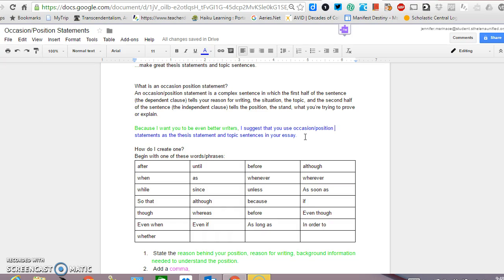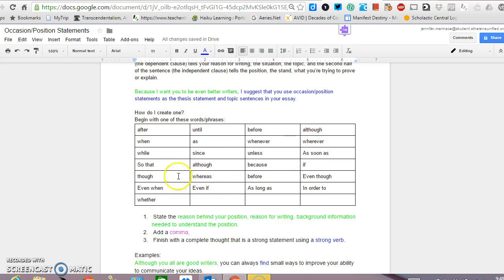So, how do you create an occasion position statement? You begin your occasion, or the first part of your complex sentence, or the dependent clause, with one of these words or phrases. And you can see the list here in this chart. You can choose any one you want. What I sometimes do is I just pick one and I try it and I see if I can make it work, and if I don't like it, I pick another one.